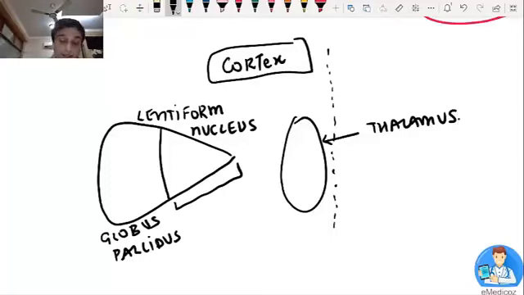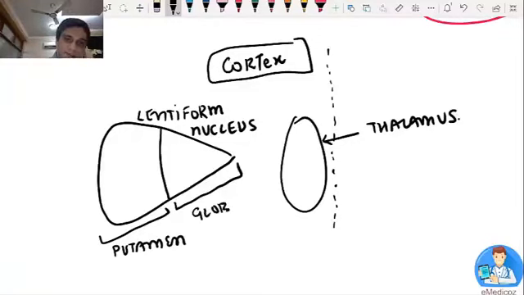Sorry, I'm very sorry. Putamen. Yes, the outer peripheral part of it. And then second, the medial part is the globus pallidus. I can abbreviate it as GP.